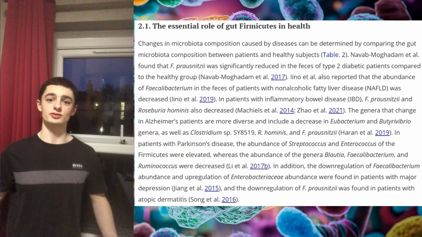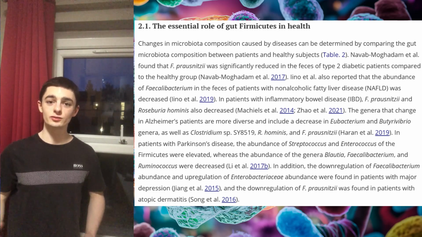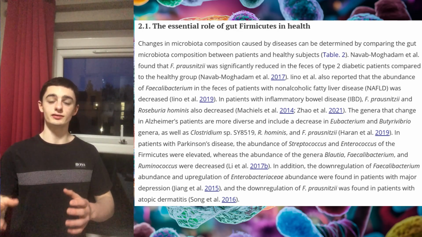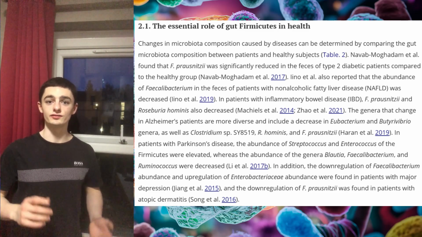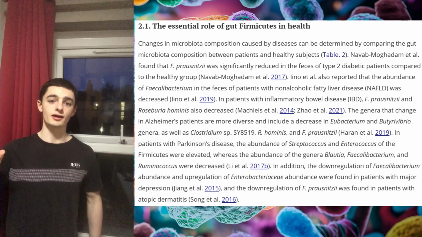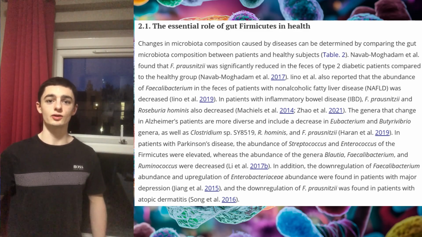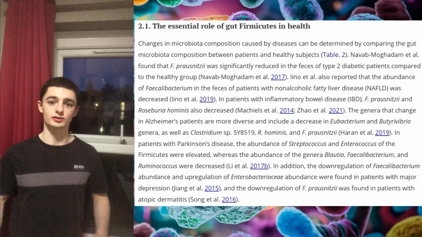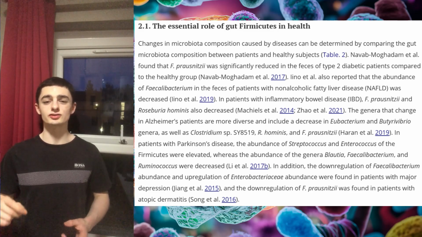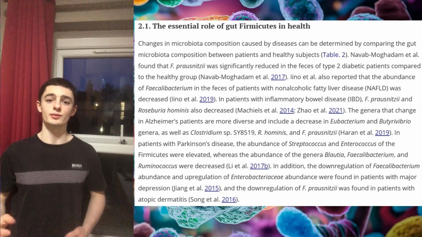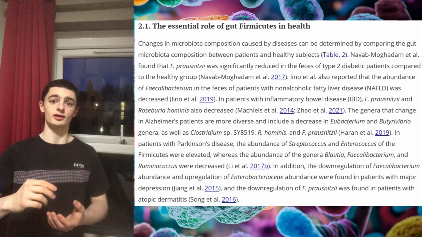Alright, let's get into some of the results of this paper. So first I'm going to go over section 2.1, which describes the differences in the firmicute composition between diseased patients and healthy individuals. So if you remember, firmicutes are a phyla of bacteria. So a phyla would encompass a large number of species. And in this article, they describe the differences, sometimes based off the species, but usually based off the genus, which is the one kind of above species.